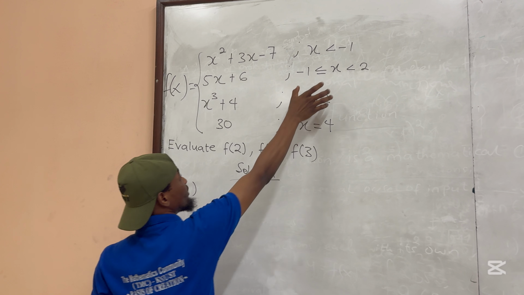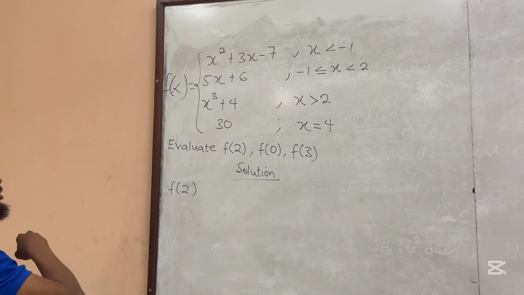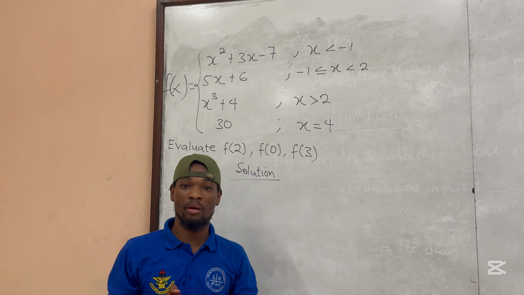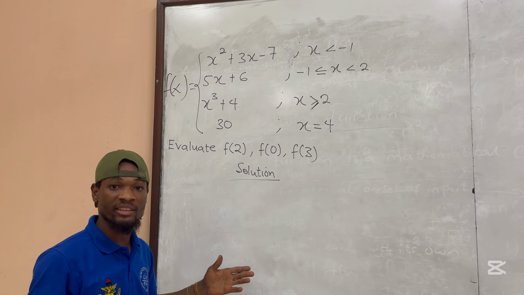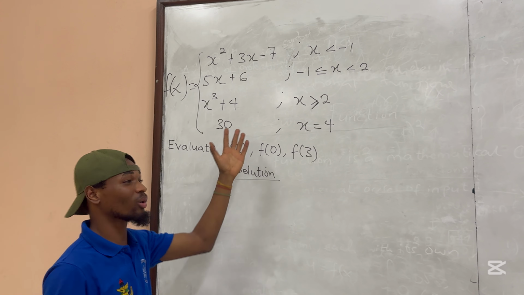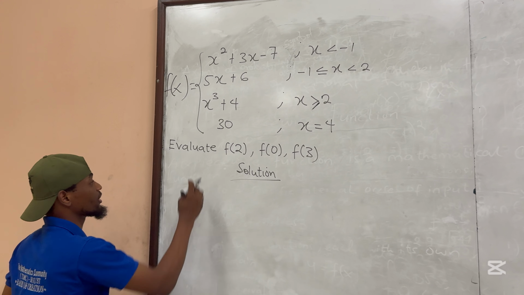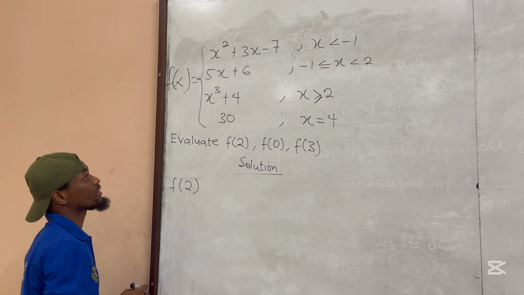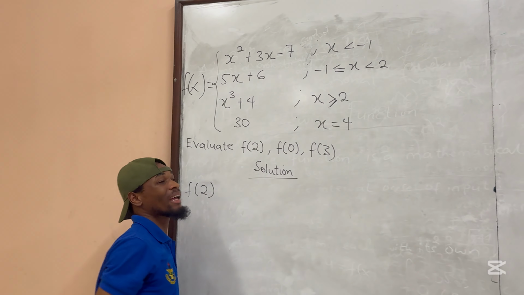So let's consider this question. F of x is given by this. So clearly this is a piecewise function. So the first question is to evaluate f of 2. So f of 2, let's see. Is it the first one? We have x is less than -1.